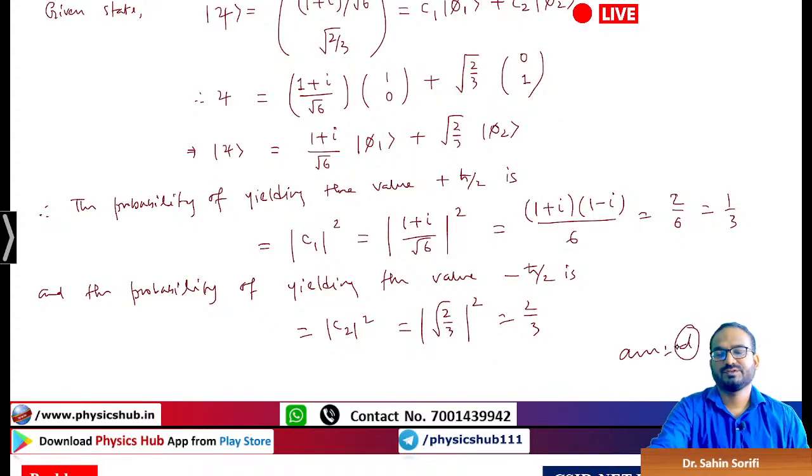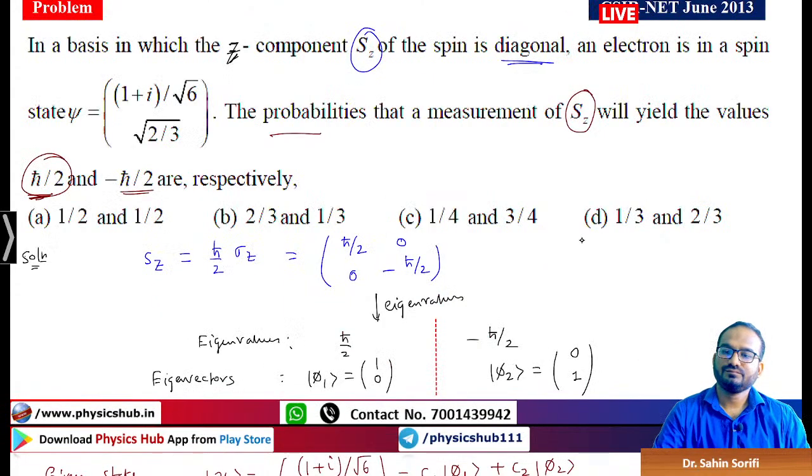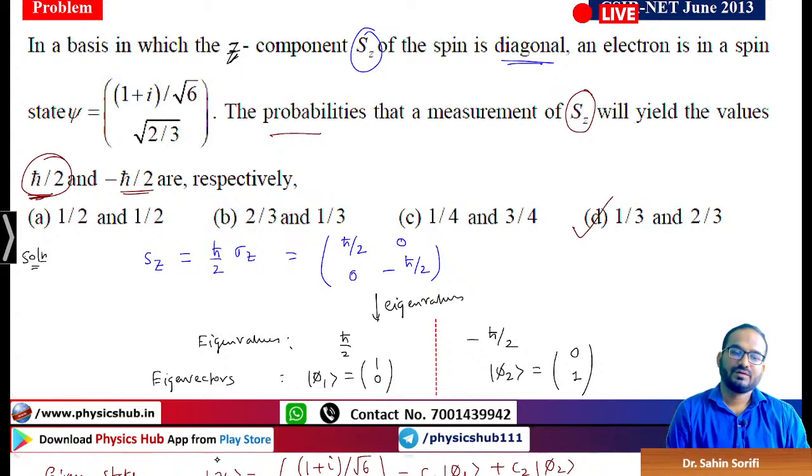The answer matches option D, 1 by 3, 2 by 3. Look, in all the options the sum is given to be 1: half, half; 2 by 3, 1 by 3; 1 by 4, 3 by 4; 1 by 3, 2 by 3.